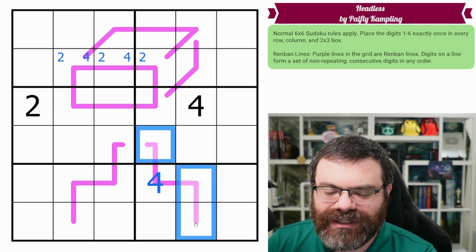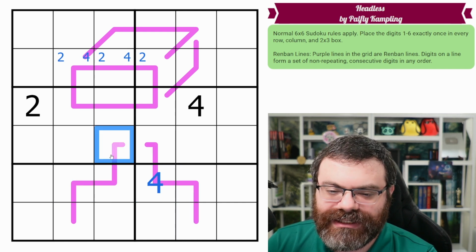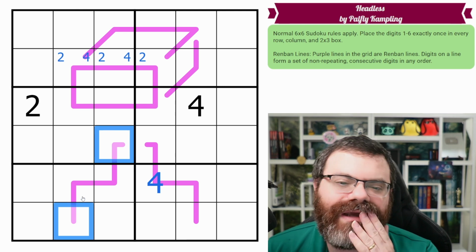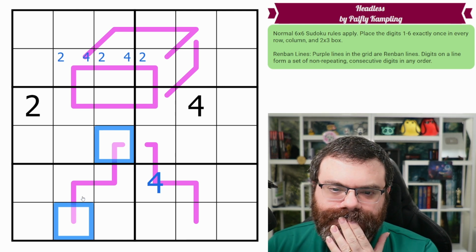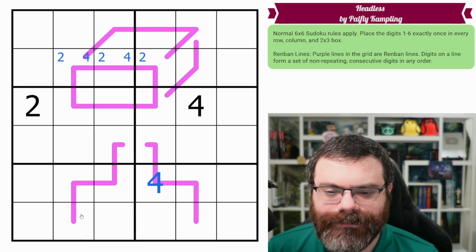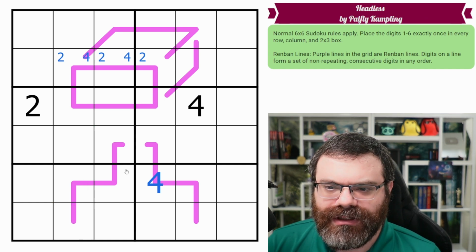This does need a 3 on it somewhere. This needs a 4 on it now, and that's going to be here or here. I don't know which one. Okay. What else can we do?